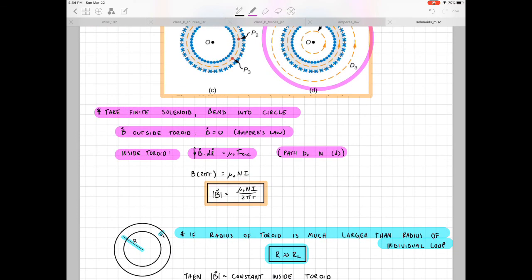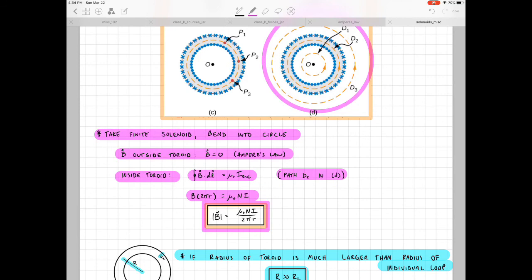Well, then you simply have a constant B field. The path length is 2 pi r, and then rearranging the terms, you get that the magnetic field inside the toroid is mu naught n I, n being the number of loops, divided by 2 pi r. And so what this tells you is actually that the magnetic field is not uniform inside the toroid. It actually changes as you go from the inner radius of the toroid to the outer radius.